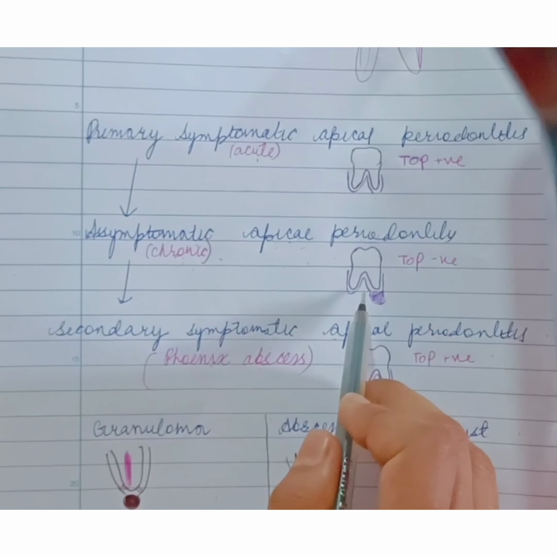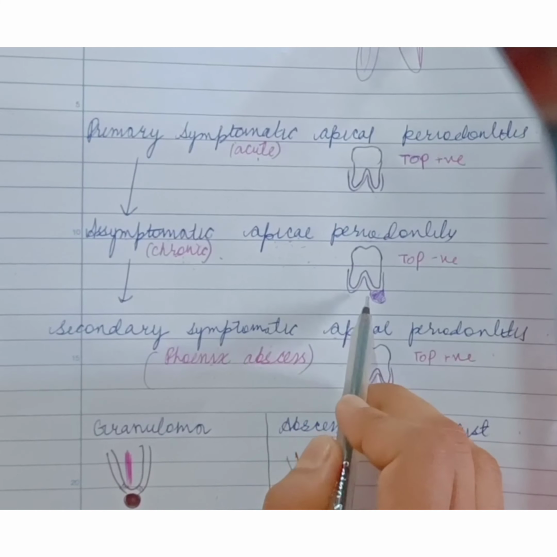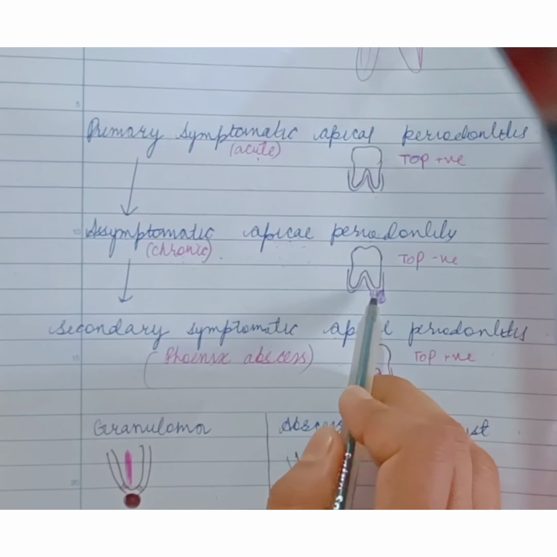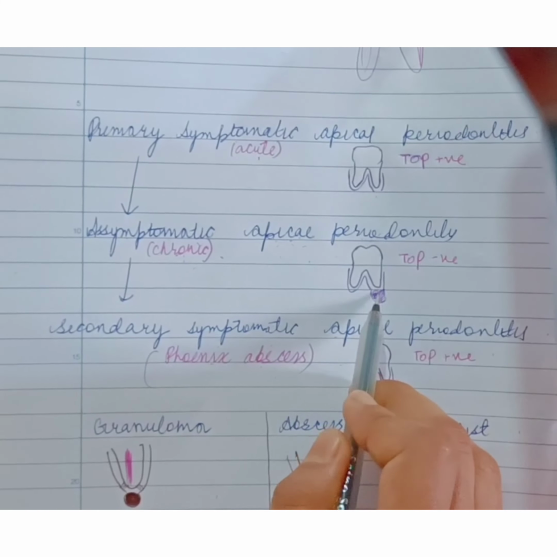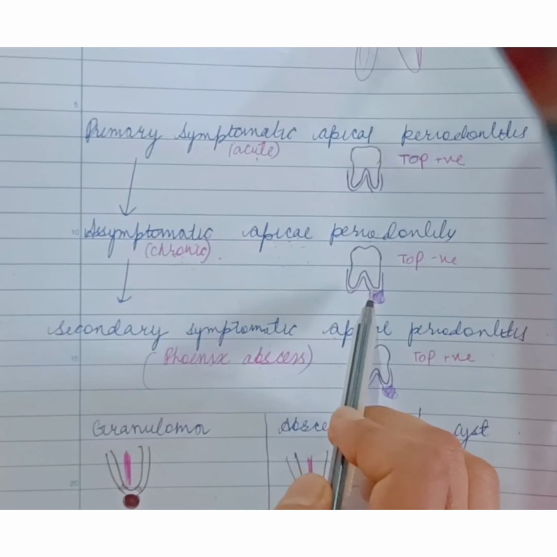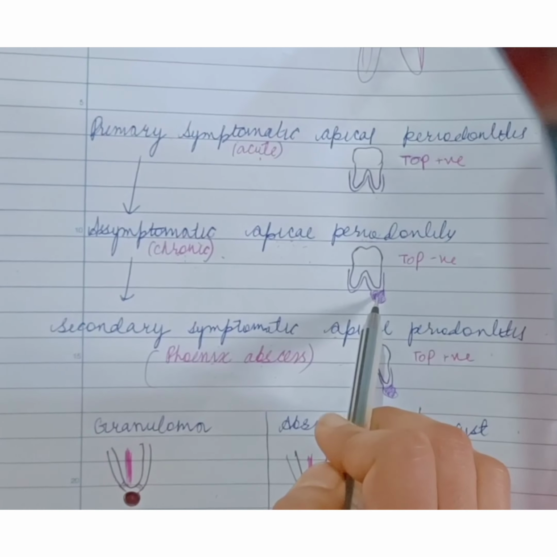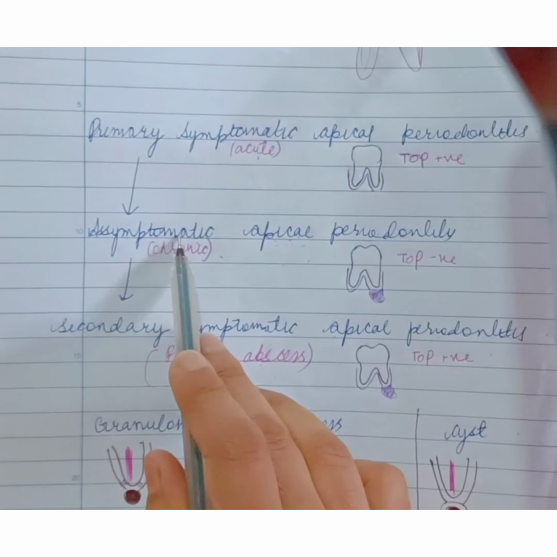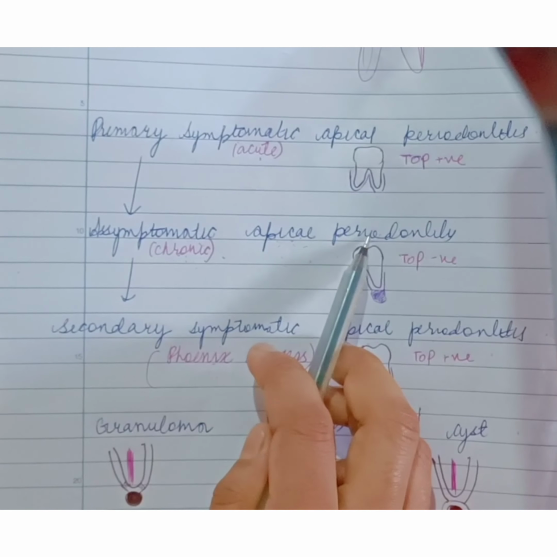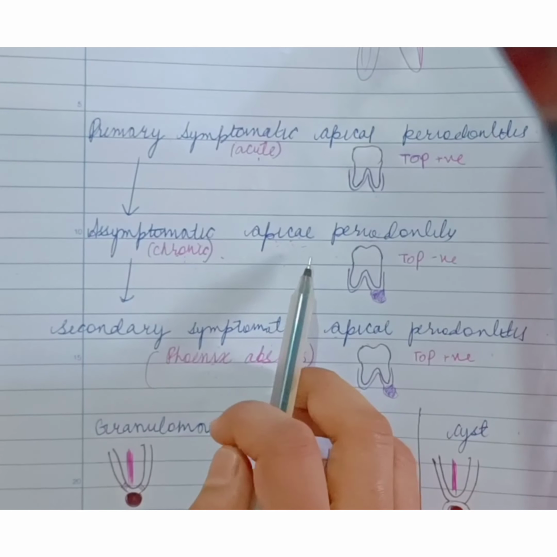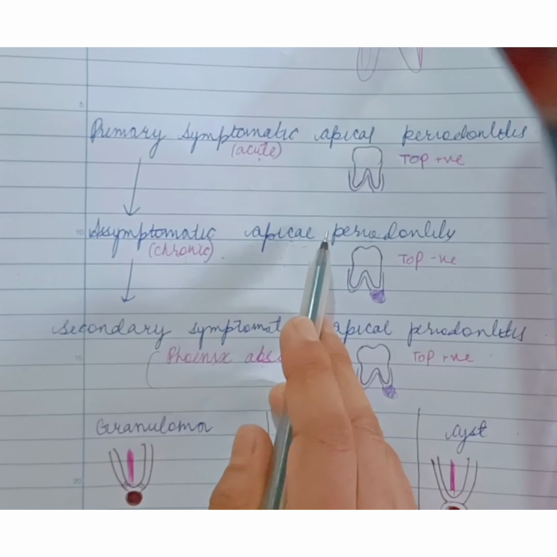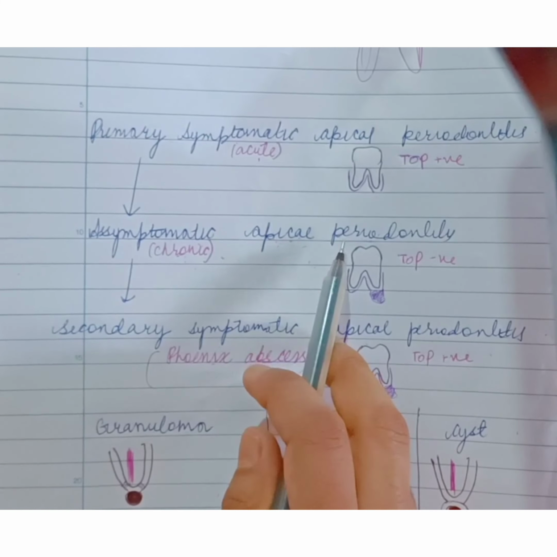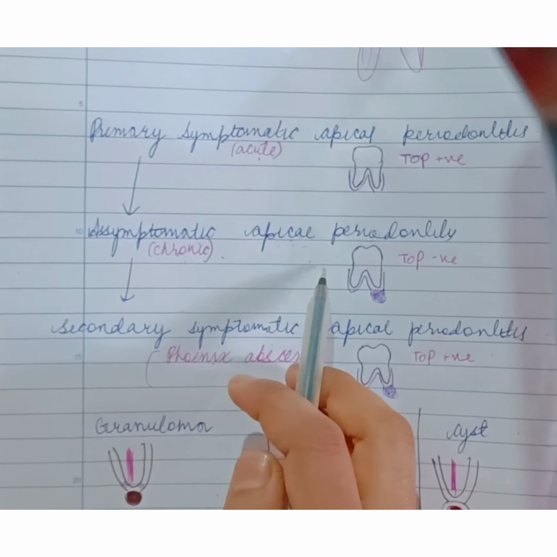In which we see a symptomless tooth having a periradicular radiolucency along with breakage of lamina dura and widening of the pedial space. So if we see this periradicular radiolucency in an asymptomatic tooth, that means the tooth is having asymptomatic apical periodontitis. After we diagnose that this is a case of asymptomatic apical periodontitis, what will we do? We will ask the patient to get this tooth treated. We'll ask him to go for RCT.